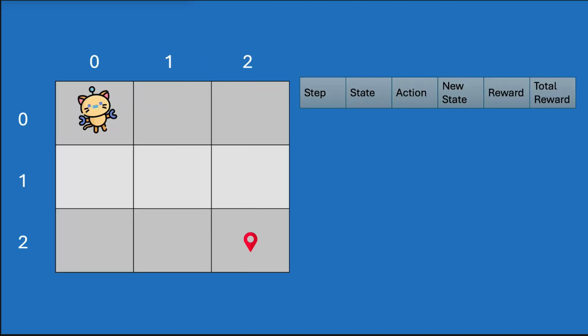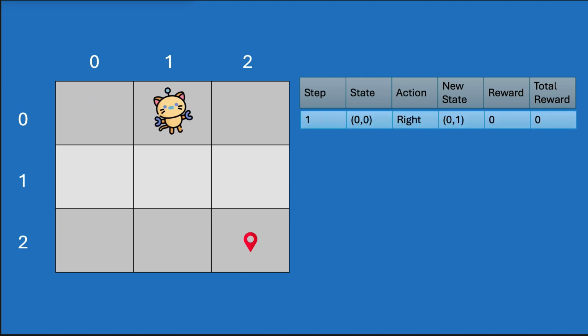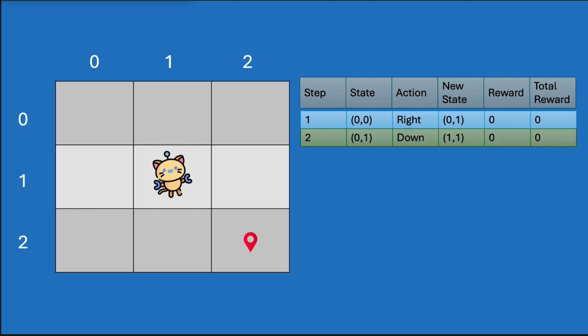The robot starts at 0,0 and then it moves right to 0,1. The robot is now at 0,1. It receives 0 reward because it has not reached its goal yet. Now, the state of the robot is at 0,1. The robot moves down to 1,1. Now the robot is at 1,1. The robot receives 0 reward because it hasn't reached the goal yet.